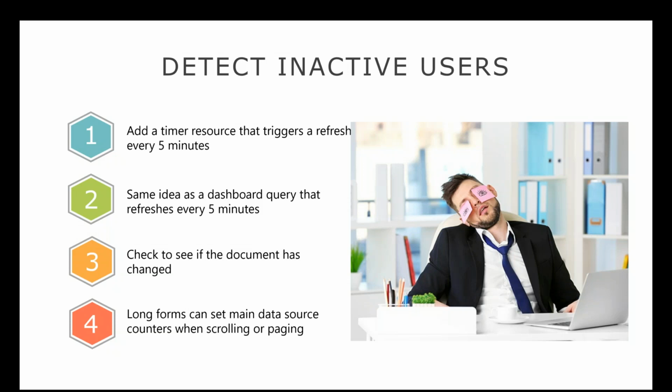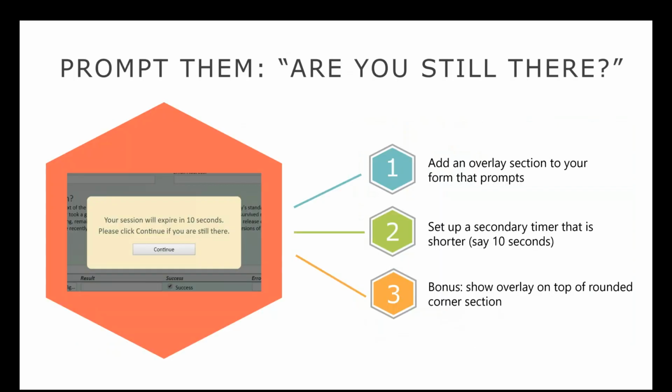I mean, you don't have to. You can obviously prompt them again, but if they're actually looking at something and paging through data, maybe you don't want to bother them. So in that case, you'd just add a field to your main data source. And when they do some action in the form, say scrolling, paging to a different page, or hiding or showing a section, you just set those counters. Because you're setting the main data source, the comparison will run and see that something has changed, and it won't prompt the user.